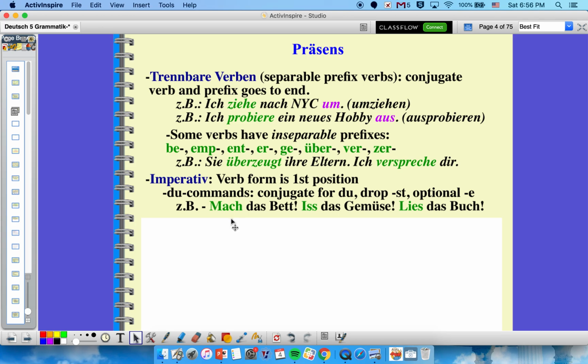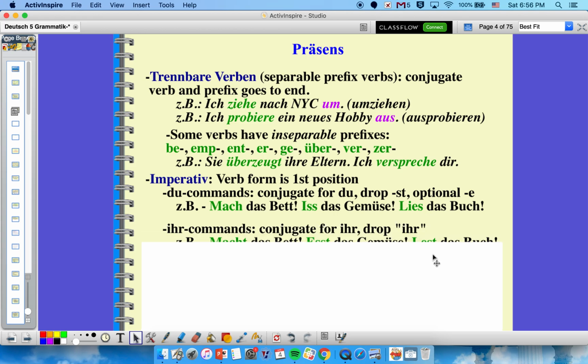So Beispiele sind: mach das Bett, make the bed; iss das Gemüse, eat the vegetables; lies das Buch, read the book. For ihr commands, it's even easier. You literally just conjugate it for ihr, and obviously you don't have the word ihr in there. So it's really just a T ending. So macht das Bett, esst das Gemüse, lest das Buch, if you were talking to more than one person informally.